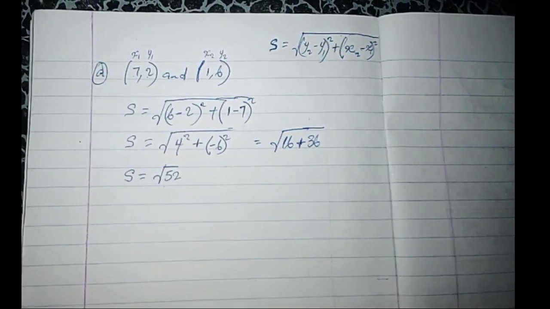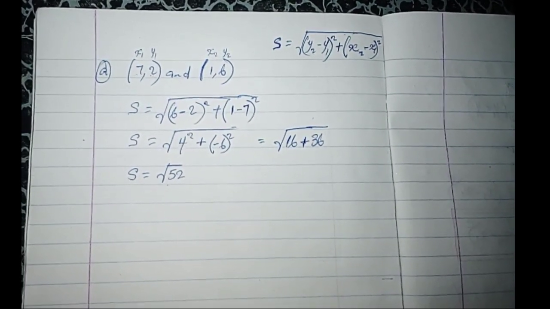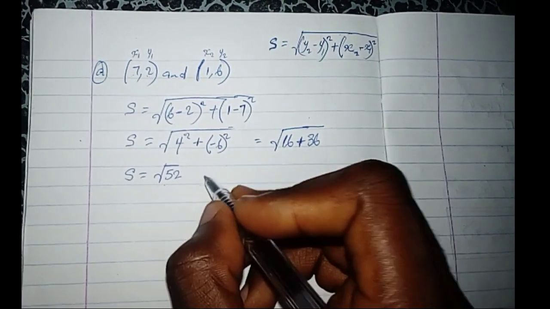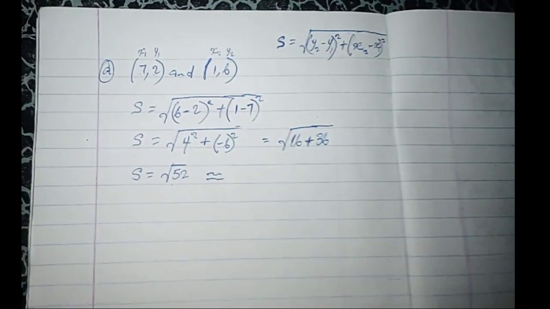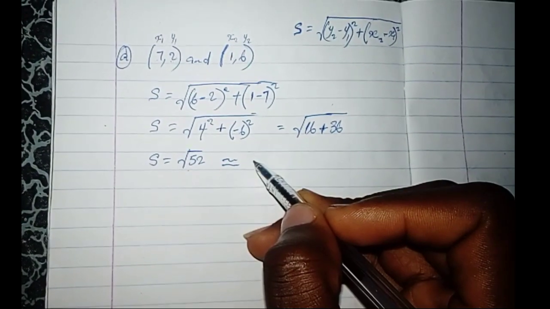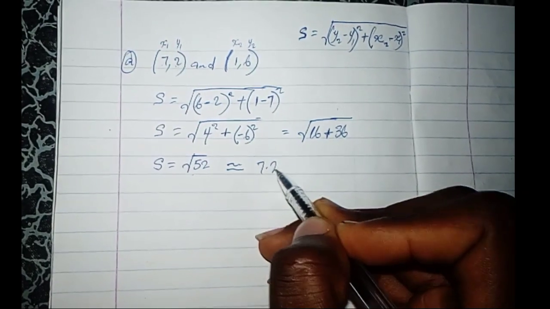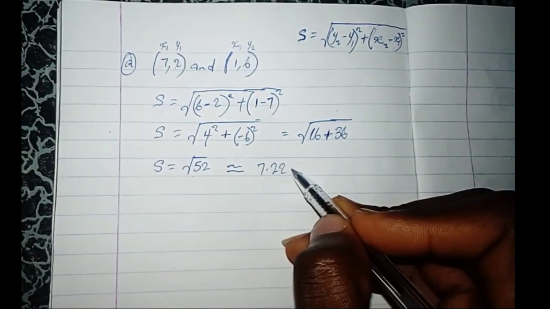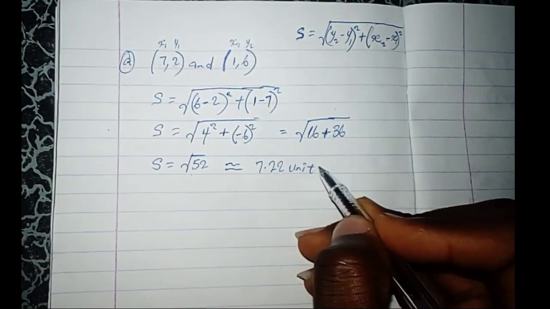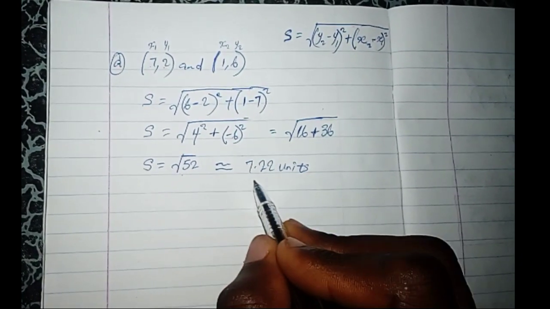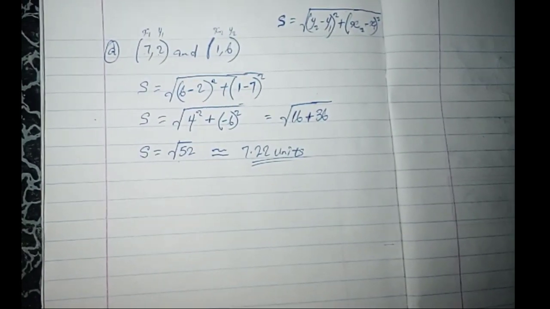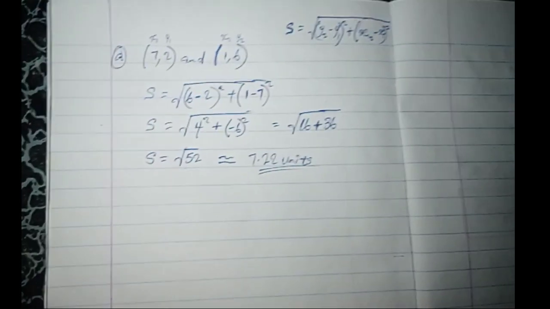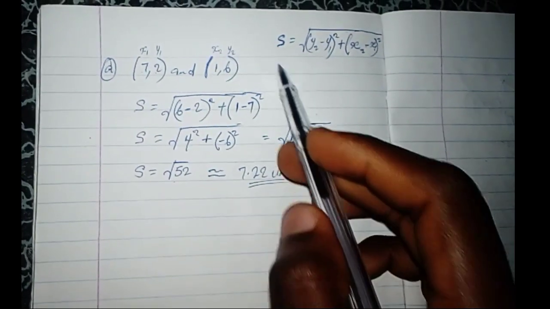So this is approximately 7.22. Just write units, since it does not have any measurement, so you write units. Looking for the distance between 2 points is so easy, and you just need to use this formula to find the distance between 2 points, and that's all.